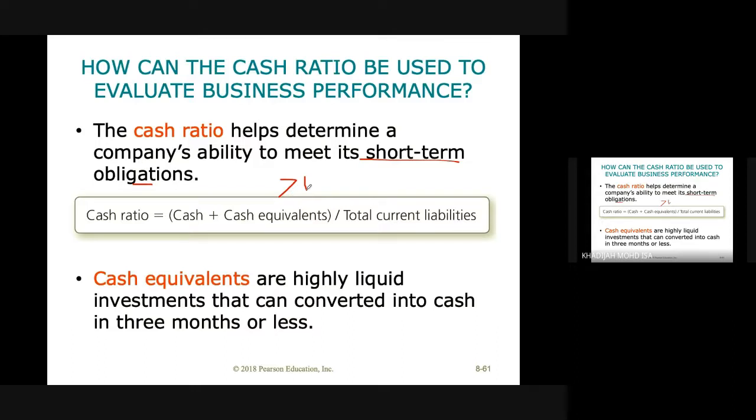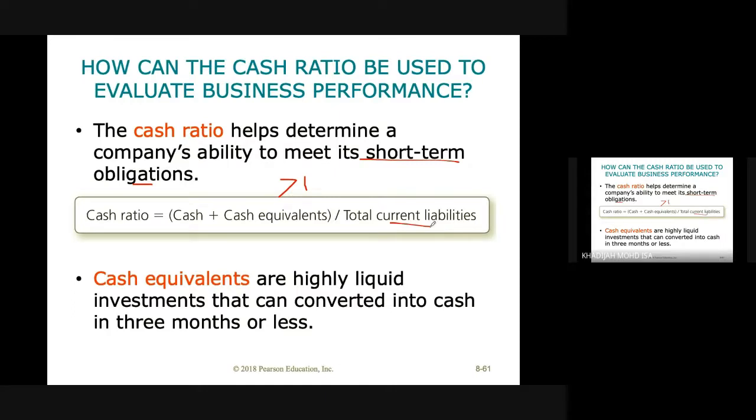Because here we are looking at the current liabilities, not total liabilities. That's why it is about meeting your short-term obligations. Cash equivalents are highly liquid investments that can be converted into cash in 3 months or less. For example, if you have shares in a market where you can liquidate the shares within 3 months, then we call that a cash equivalent.